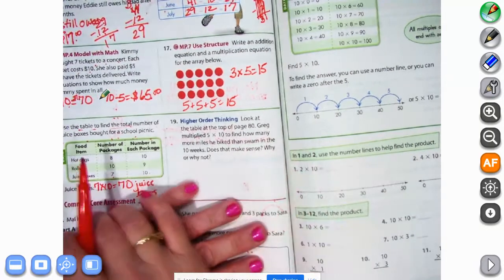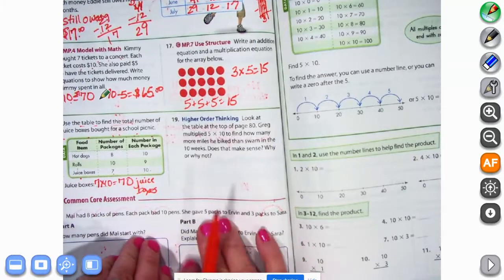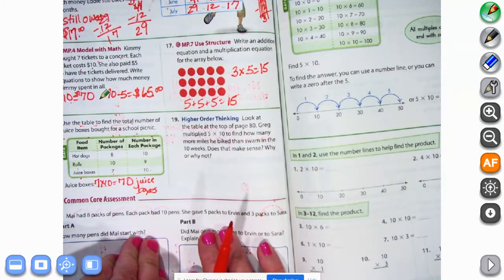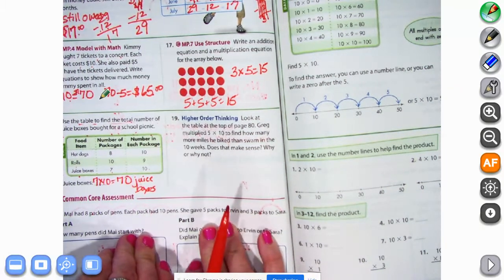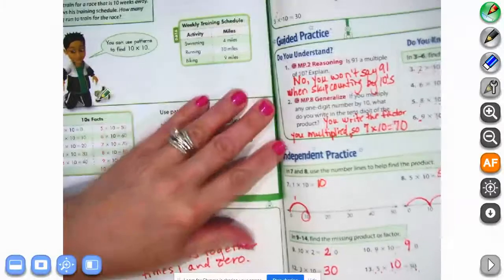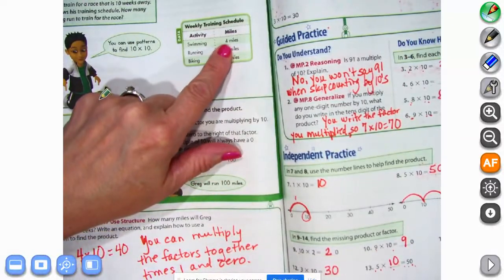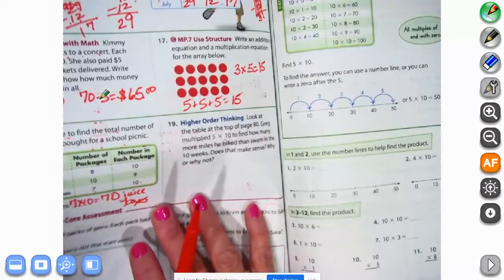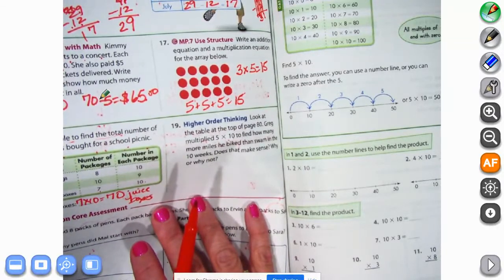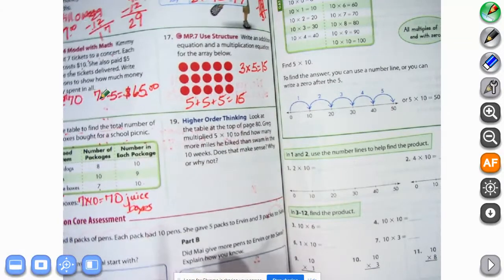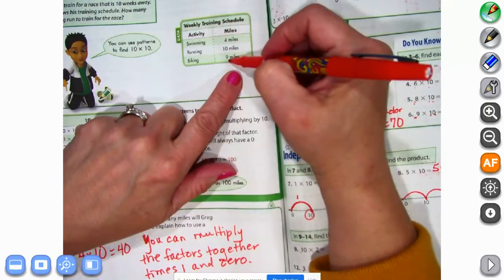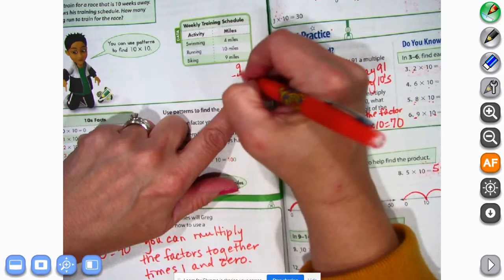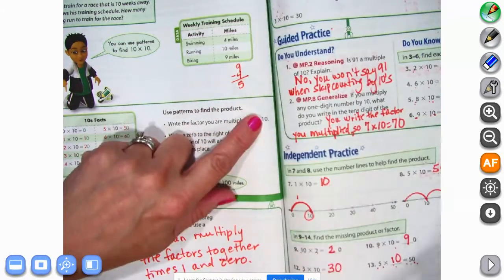Okay, look at the table on the top of page 80. Greg multiplied 5 times 10 to find how many more miles he biked than swam in the 10 weeks. How does that make sense? Why or why not? Look at the top. It says that he biked 9 miles and swam 4. So biking, then swimming, 9 minus 4 equals 5. Okay, so 5 more miles.